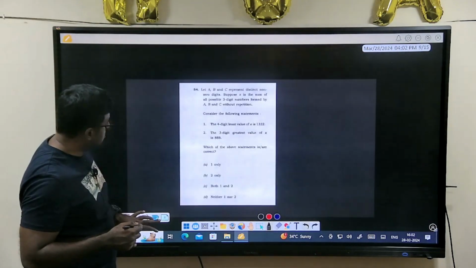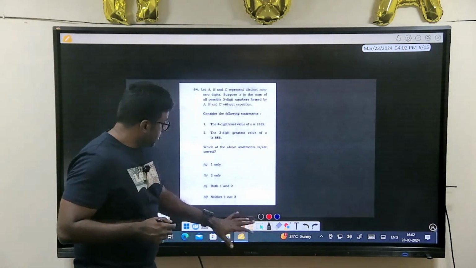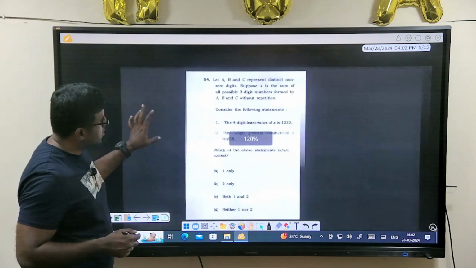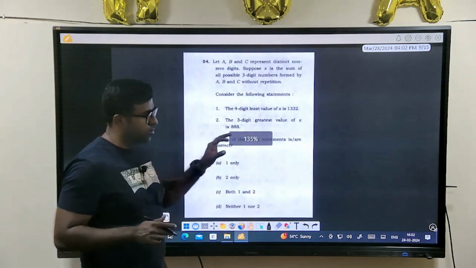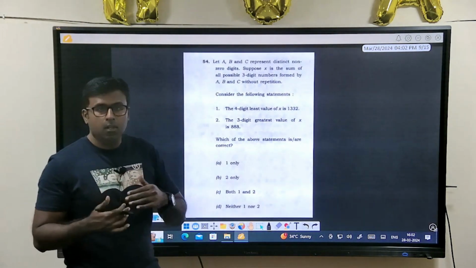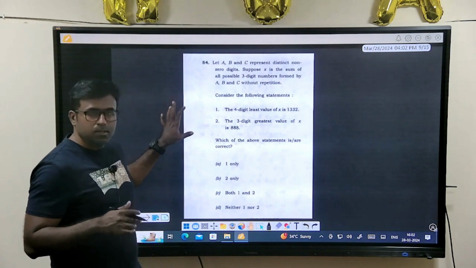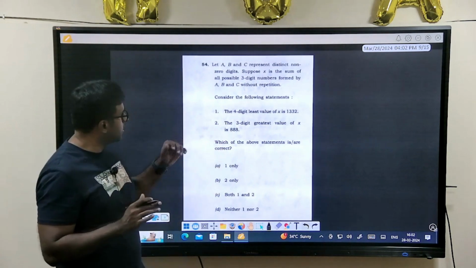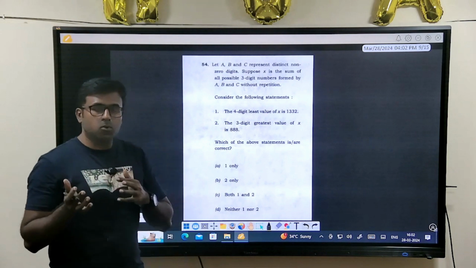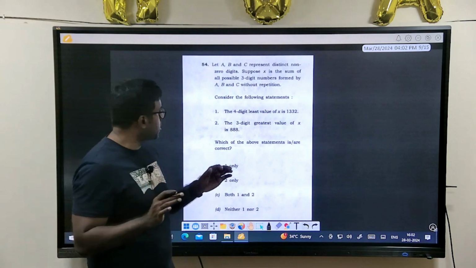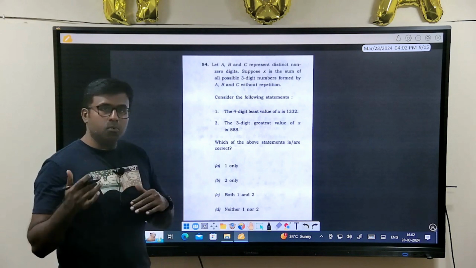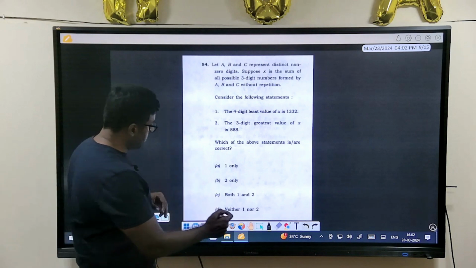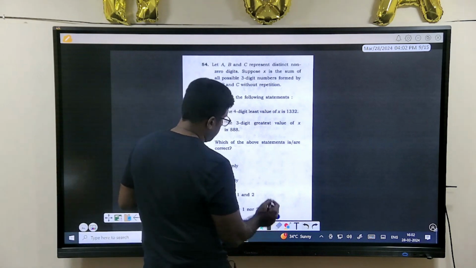Now come to this position. This question is a little on the easier side, but you may feel it is a little difficult. Again, if you know the basics of permutation and combination, you may arrive at the answer well. Now look at this question. First you have to look.